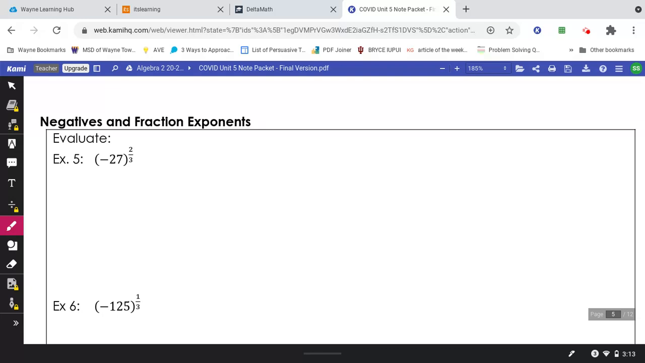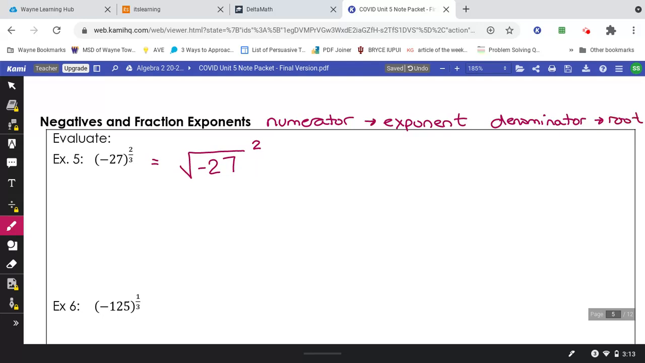If I see a negative, I'm just going to go ahead and rewrite it. I want to change this into a root. Negative 27. And if you remember, the numerator becomes the exponent, meaning the little 2 is going to go up here at the top as an exponent, and the denominator becomes the root. So the little 3 can go in front. And I like to keep a parenthesis there, but it's about the same whether you keep that parenthesis there or not.